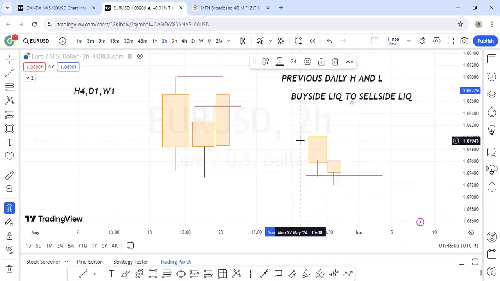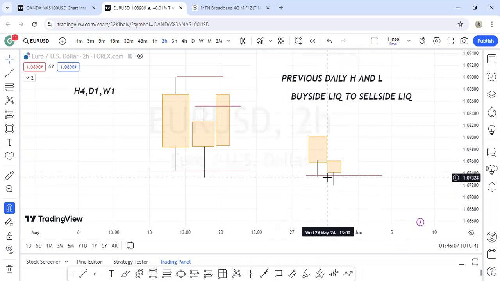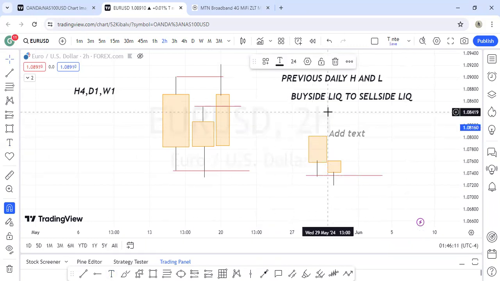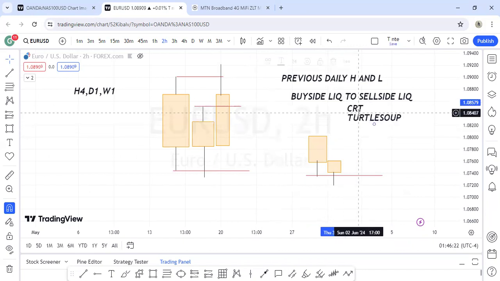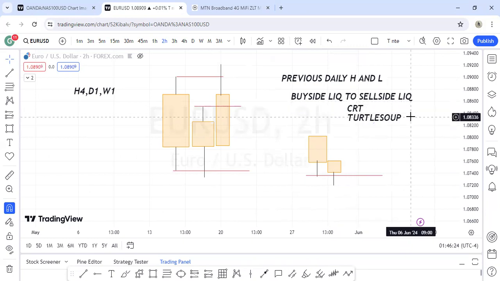This is what some people call turtle soup. So I've just taught you guys turtle soup here. Some people dub this setup the turtle soup setup, turtle soup or CRT. Whatever you want to call it, it's still the same thing. Some people call it candle range theory. Some people call it turtle soup.